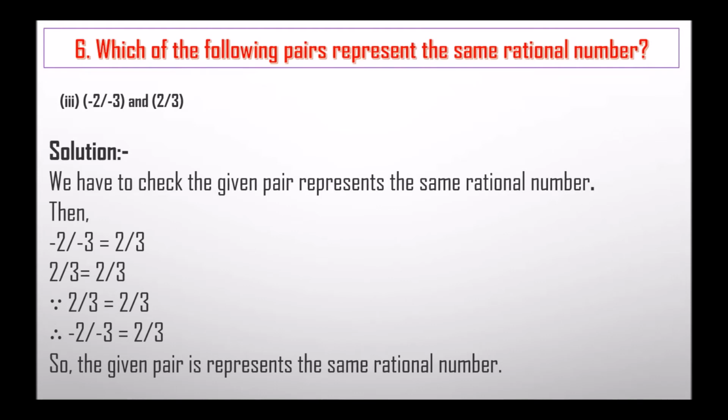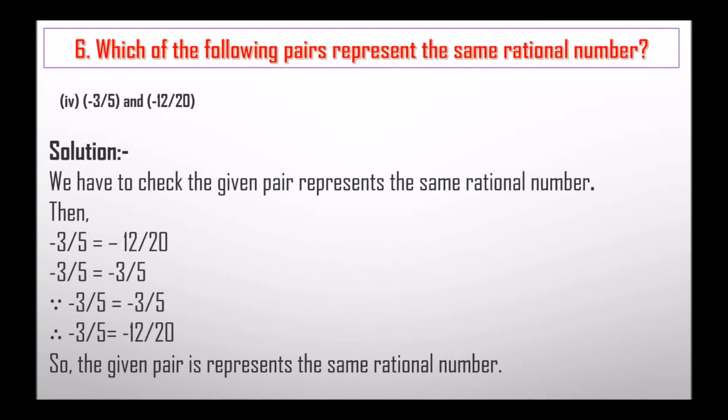Minus 2 upon minus 3 and 2 upon 3. Minus and minus we can cut, so 2 upon 3 equals 2 upon 3. So minus 2 upon minus 3 equals 2 upon 3. So the given pair represents the same rational number.